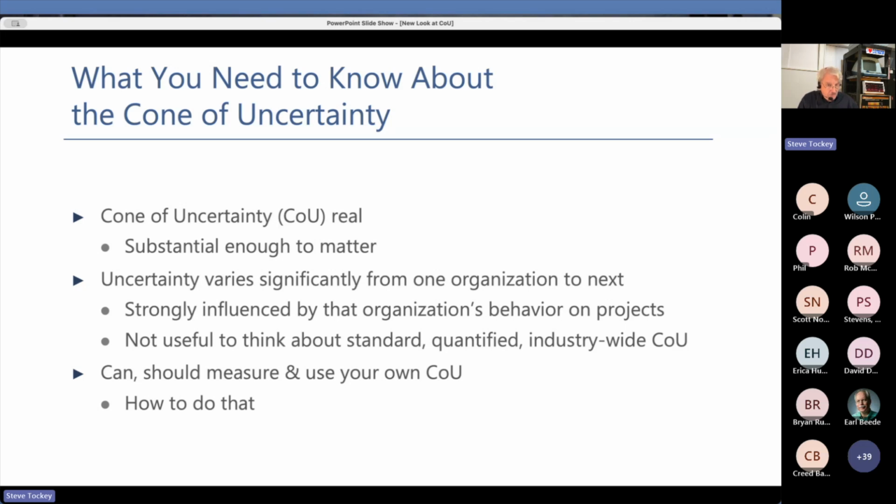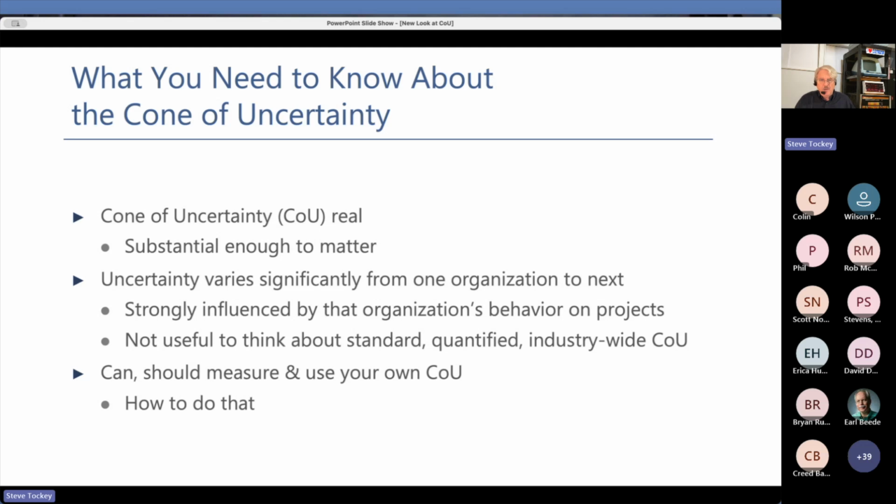Message number two is incredibly important and incredibly under-recognized, is that the uncertainty varies significantly from one organization to the next. The shape of the cone of uncertainty in any one organization is strongly influenced by how that organization does its software projects. It's not useful to even think about a standard quantified industry-wide cone of uncertainty. So if I go back to that Barry Boehm cone with that shape and those numbers and everything, I'm saying just no. It's interesting from an academic standpoint to get the point across, but to think that that applies to you is totally ridiculous, as you're going to see.